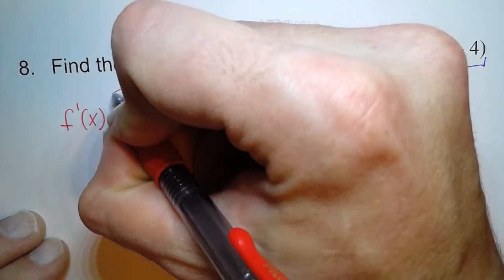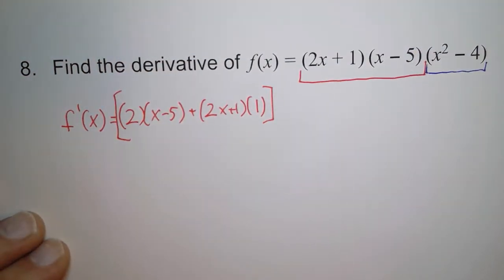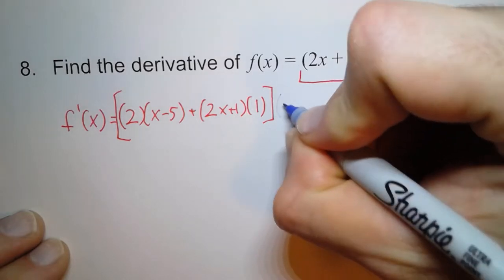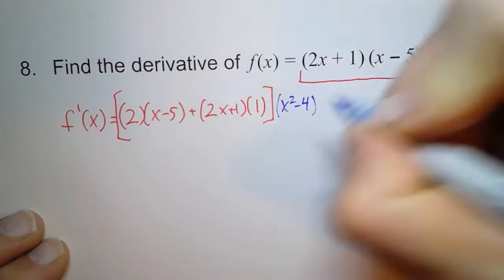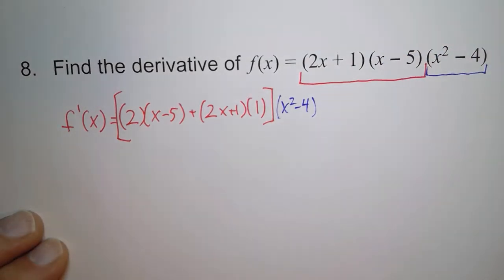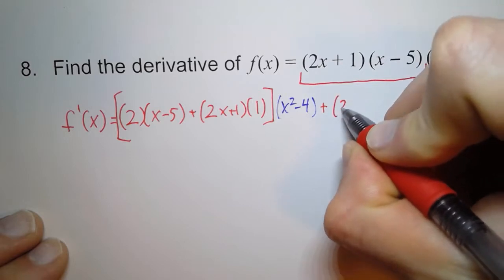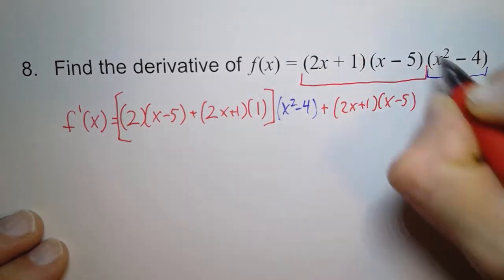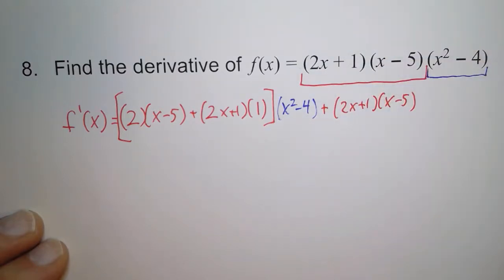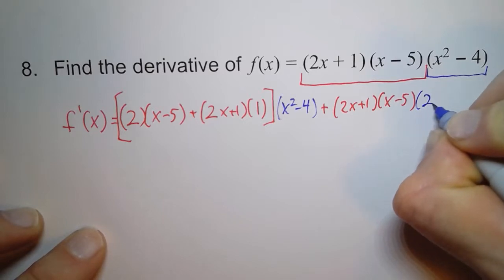That's this whole quantity. So let me just put an extra bracket around everything. Times x squared minus 4. We left that alone. Now we're going to add to that 2x plus 1 times x minus 5. That's this function that we left alone, times the derivative of this. And this derivative is 2x.